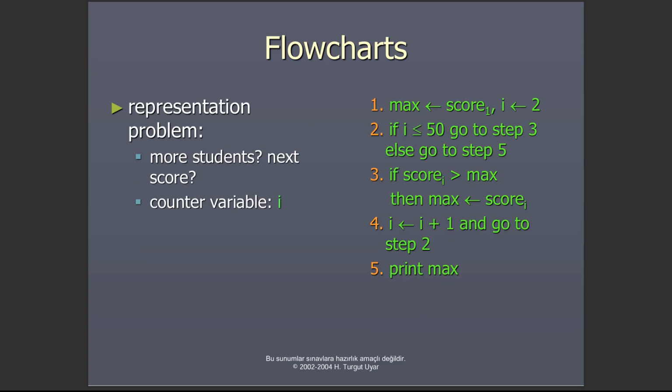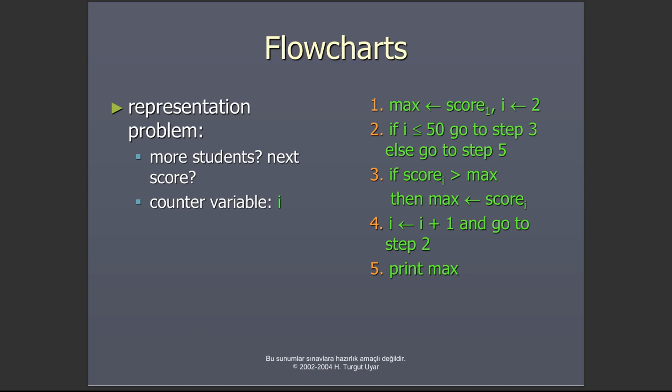Now, algorithm improvement. To make our algorithm more precise, we need to solve two problems: how to know if there are more students, and how to find the next score. We can solve this by using a count variable I, meaning index. Here's how it works. We start by setting max to the first score and I to 2, since we have already used the first score. Then we check if I is less than or equal to 50.